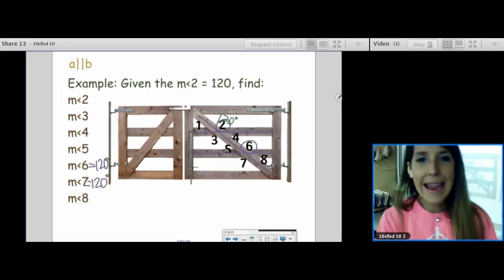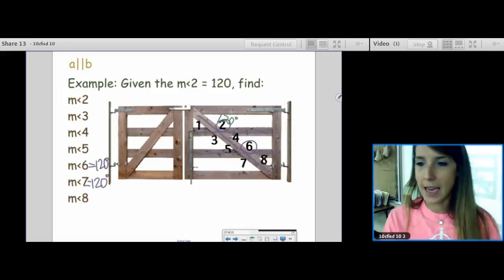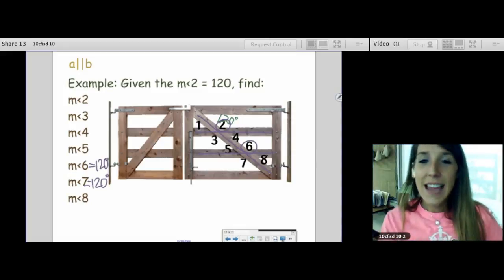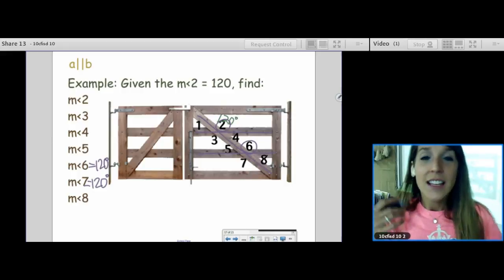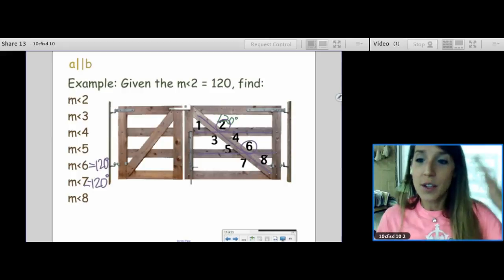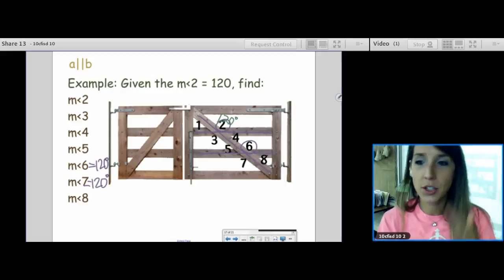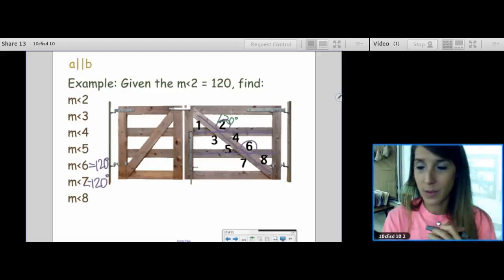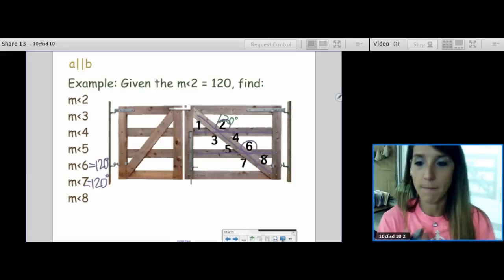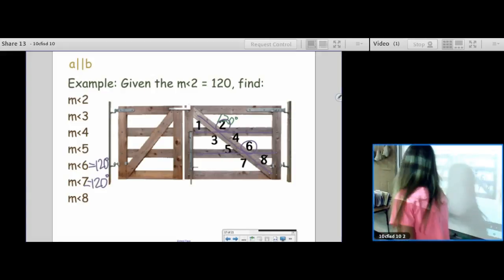Let's do 2 and 8. 2 and 8. Vocab word. Same side exterior. Same side starts with an S. So 2 and 8 are supplementary. Same side supplementary. So what's the measure of angle 8? What's the supplement of 120? Good.